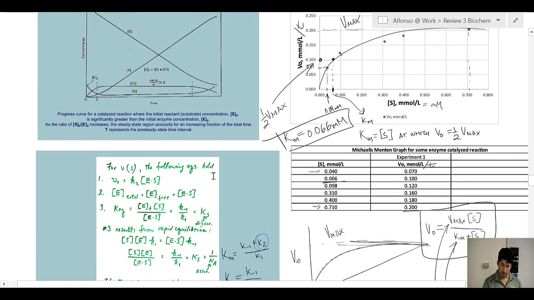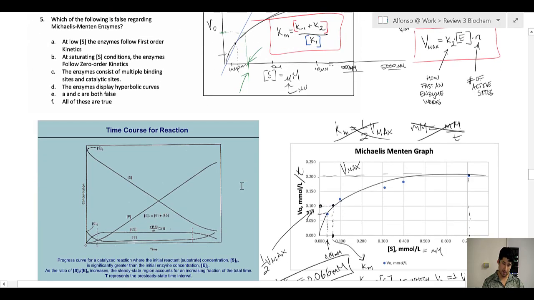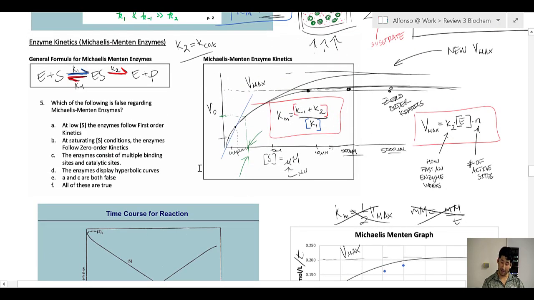Alright, so at this moment in time we have enough background information to be able to answer question number 5, which I conveniently skipped. So number 5, which of the following is false regarding Michaelis-Menten enzymes? So A, at low substrate concentrations, the enzymes follow first order kinetics. Is that true or false? That is true.